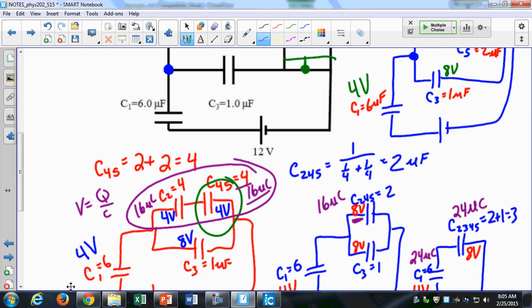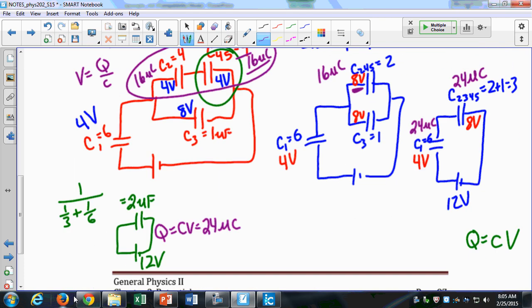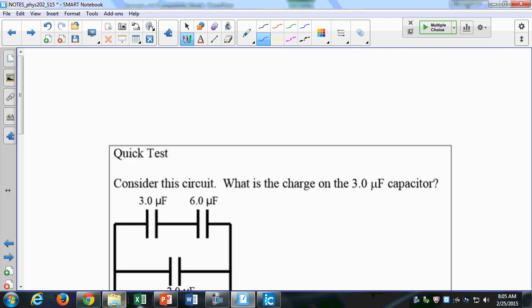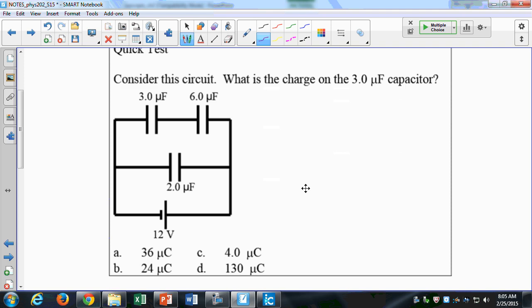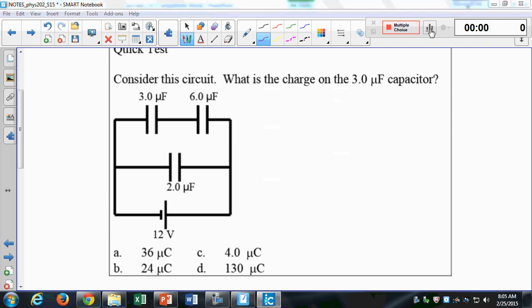All right, let's do another example. I know that some of you are not quite on board with it yet, but we're going to do several more examples, and we'll have more practice. There's some in the homework as well. Let's do this one. This one's a little simpler. Consider this circuit. What is the charge on the 3 microfarad capacitor?